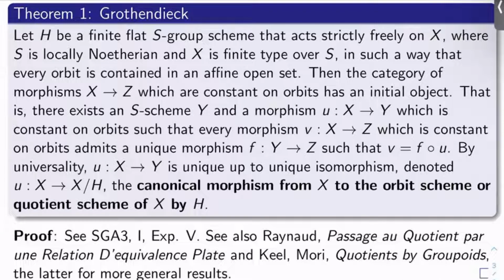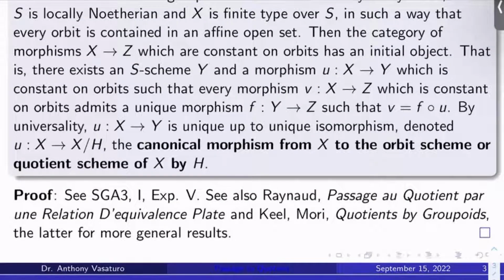Then the category of morphisms X to Z, which are constant on orbits, has an initial object. If you don't know what that means, this is a category theoretic statement. What I mean is there's an S scheme Y and a morphism, let's call it U from X to Y, which is constant on orbits, it's in the category, such that every morphism V from X to Z, which is constant on orbits, i.e. something in the category, admits a unique morphism F from Y to Z factorizing, so such that V equals F compose U. And then by universality, of course, U is unique up to unique isomorphism by the usual nonsense.